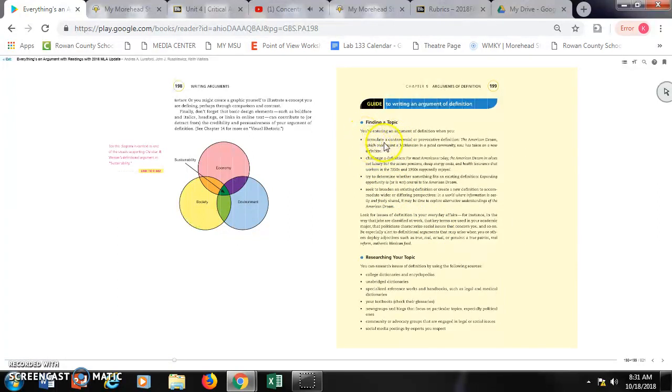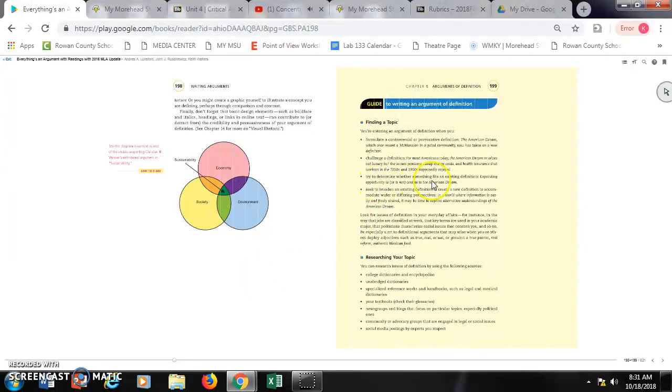You want to formulate a controversial definition, something that people don't always know a lot about. Now, the American dream is definitely a good topic for the argument of definition, as it has changed immensely since the 1920s. You could challenge a definition: something that everyone believes is one thing, you could argue is something else.